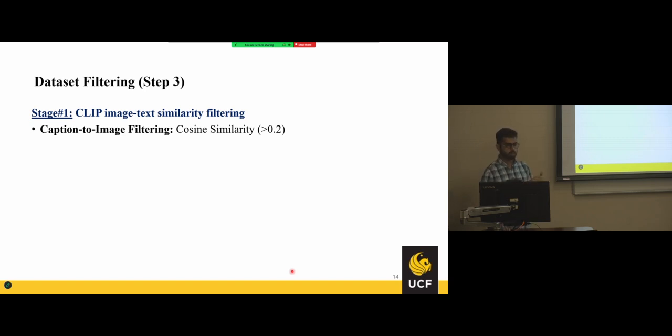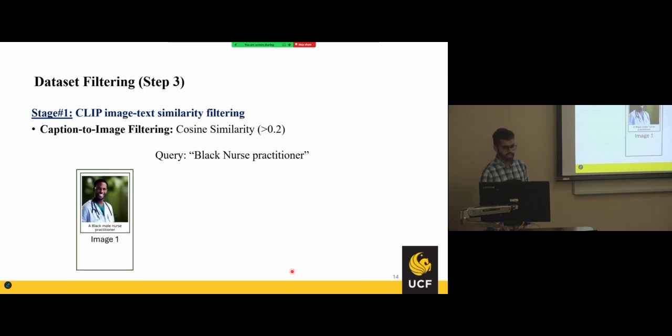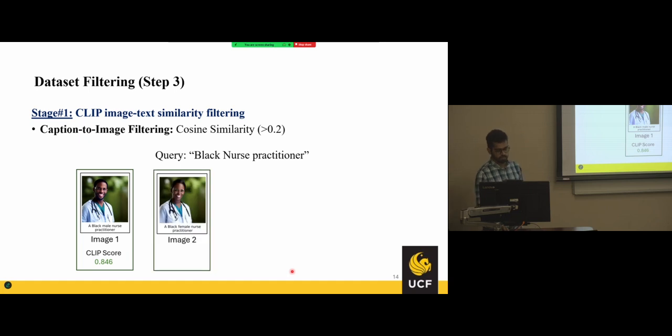And if the score is over 0.2, which they have set as a threshold, you keep the image, otherwise you discard the image. For example, you have a query, black nurse practitioner, and you have an image and a caption, a black male nurse practitioner, and the CLIP score is very high, it's 0.846, which is as expected. You have another image, a black female nurse practitioner. Again, you have black nurse practitioner in the query.